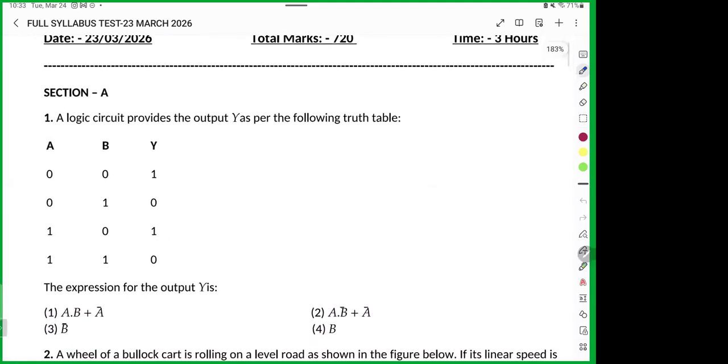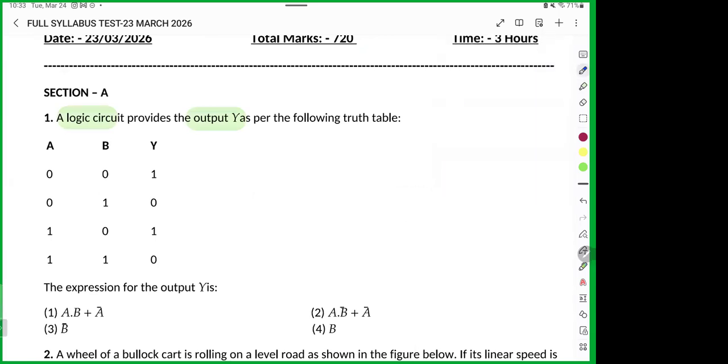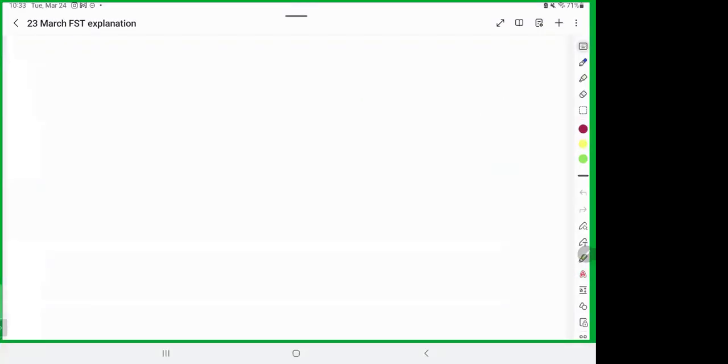Logic circuit. Provide the output Y in the truth table. As I mentioned before, the truth table is the most important idea. In this case, you have four types of truth table.